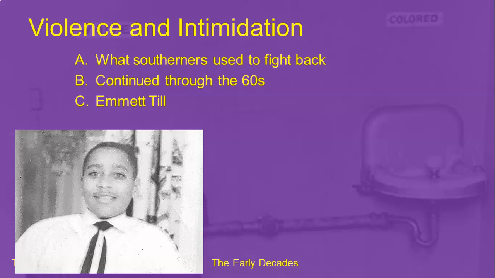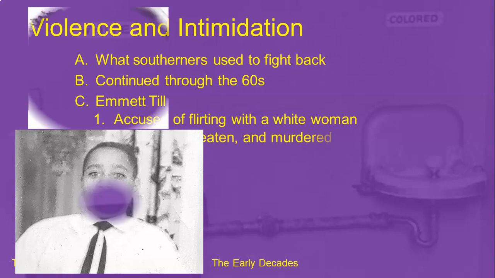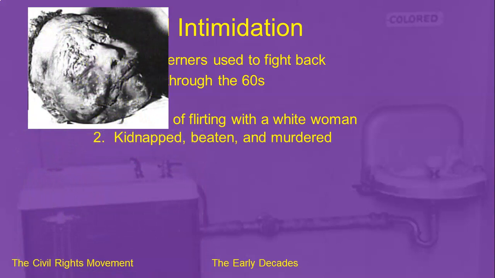Emmett Till didn't live in the South. Emmett Till lived in Chicago. He was visiting relatives in the South, and he was accused, you hear some different stories of how it all went down, but he was accused of flirting with a white woman at a grocery store. Whether he said something or whistled at her, whatever. The woman's husband and brother-in-law that night found out who he was. They kidnapped him, they beat him, and they murdered him.